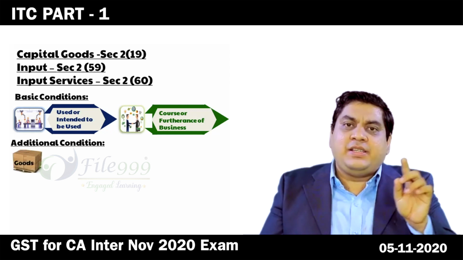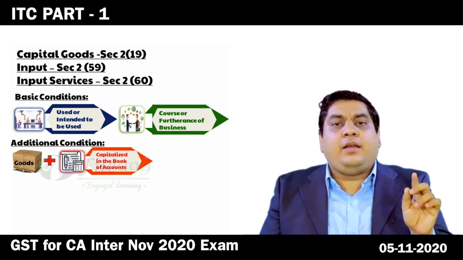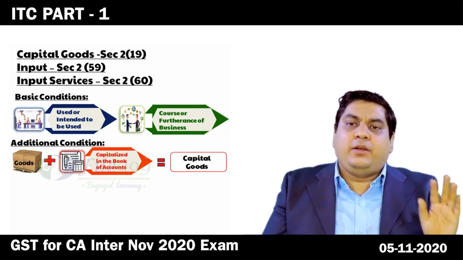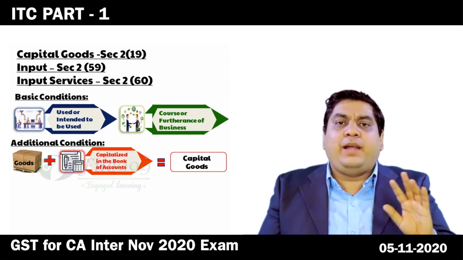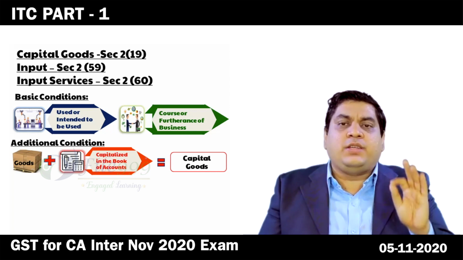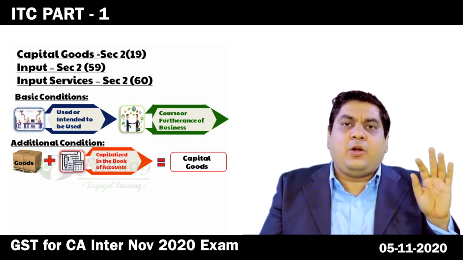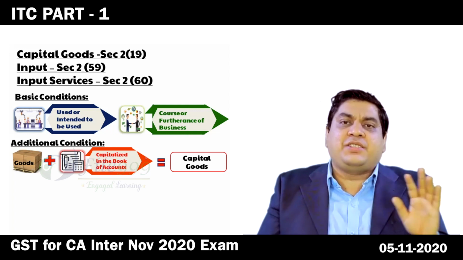If the basic conditions are satisfied and it is in relation to goods and they are capitalized in books of accounts, then they are called capital goods. There is no other definition of capital goods. It doesn't talk about plant, machinery, building, anything. All it says is if the assessee chooses to capitalize any goods in his books of accounts as per the accounting norms, then it is assumed as capital goods for GST purposes as well.